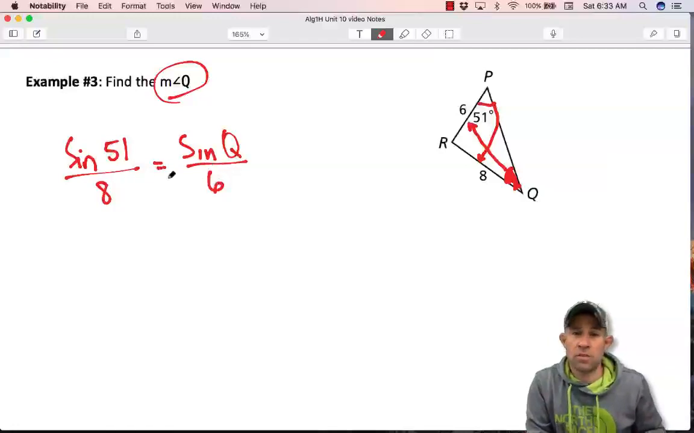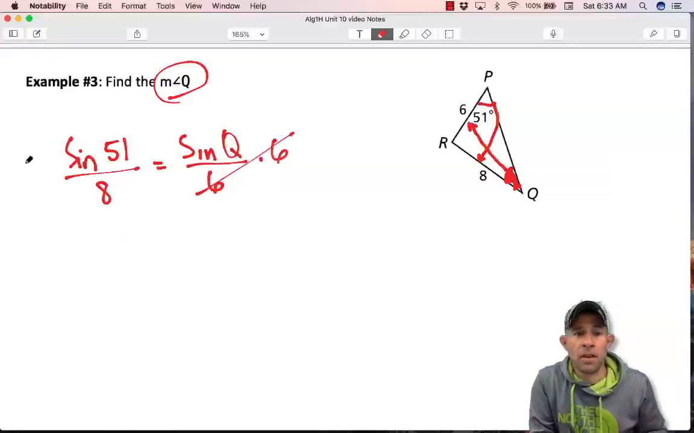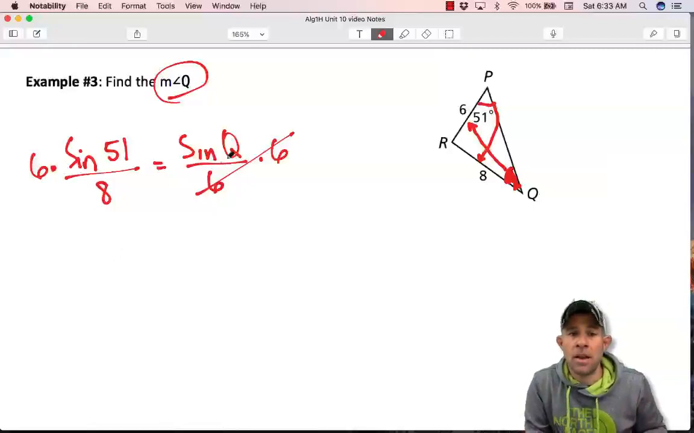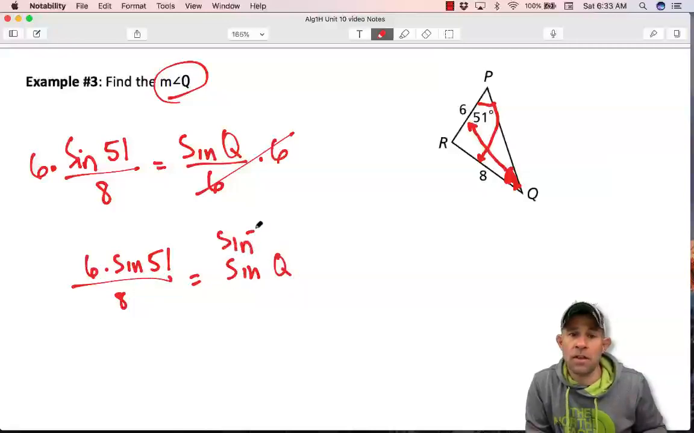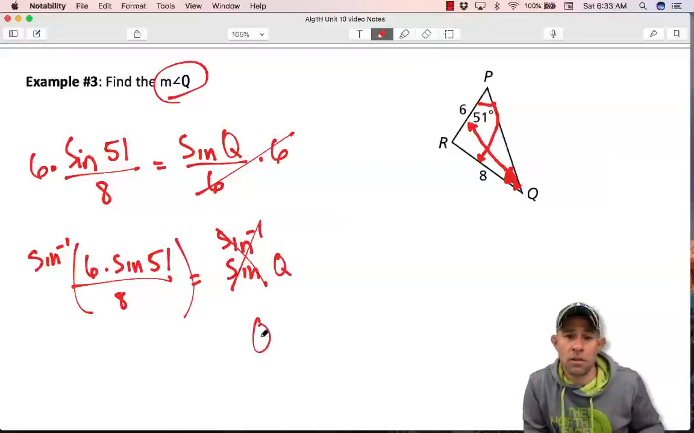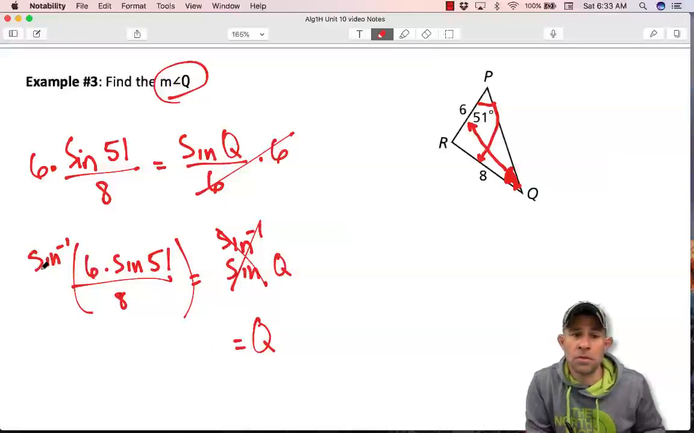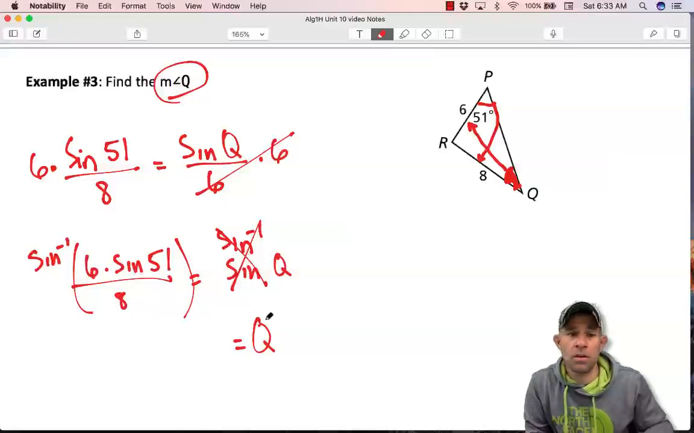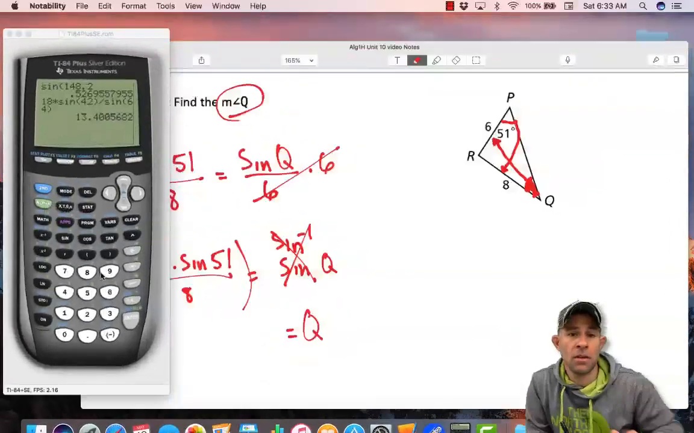So again, I have two ratios set equal to each other. It's a proportion. I'm going to cross multiply by simply multiplying my 6 out here and my 6 over to that side. Now I have sine Q is equal to 6 times sine 51, all divided by 8. Remember, I need to get Q by itself, so I've got to get rid of this sine. In order to get rid of sine, I need to take the sine inverse. I'm going to take the sine inverse of both sides, and that will leave me with the measure of angle Q. So angle Q is going to be equal to the inverse sine of 6 times sine 51 divided by 8. Now again, this just becomes a calculator problem.